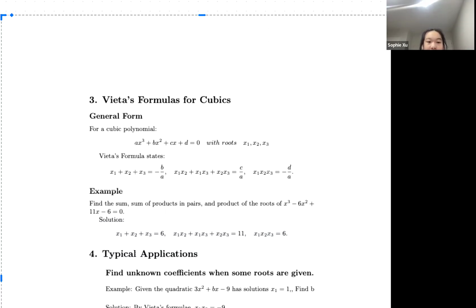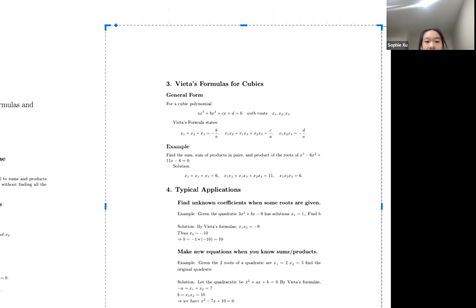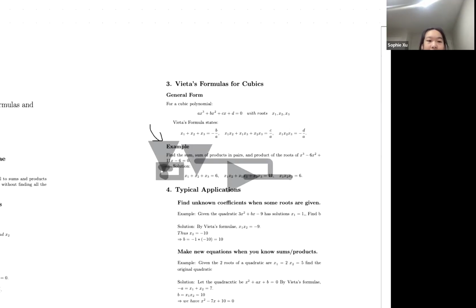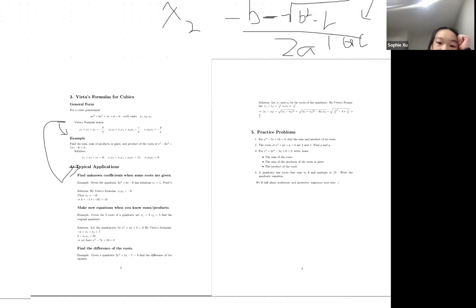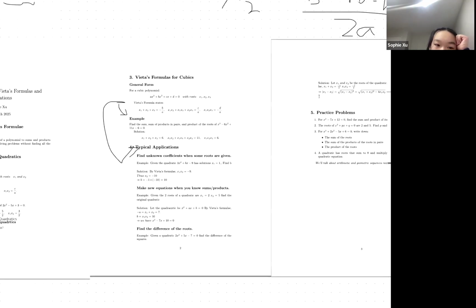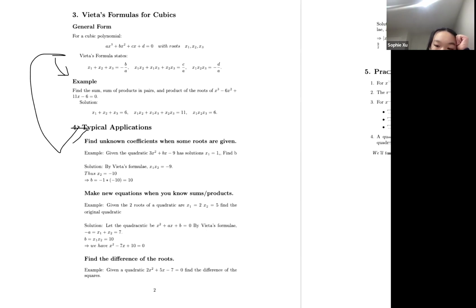So basically, we just apply Vieta's formula as it is. It's literally just up here, and then you just put it into that, and then it just works. Does that make sense? Because I want to move on to typical applications, and then hopefully we can get through some practice problems. Okay.